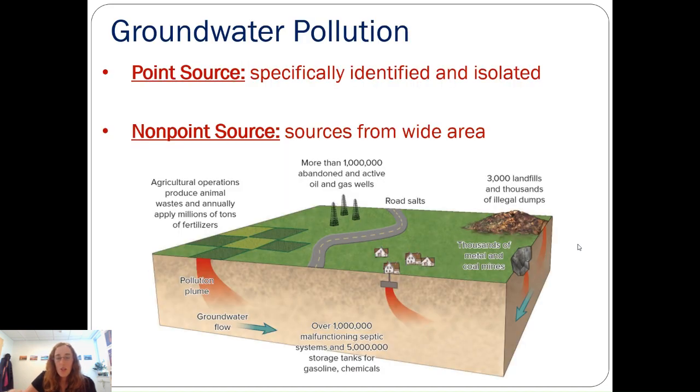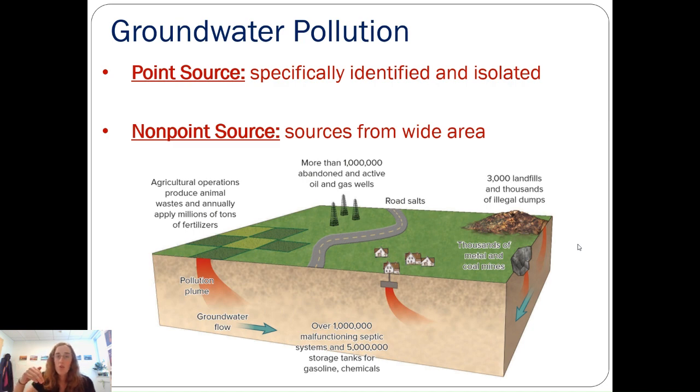So when we're looking at contamination, we can put it into one of two categories. It's either what we call point source pollution, which means you know exactly where it's coming from. That could be something like a factory or a power plant or a wastewater treatment plant, a landfill. Those are point sources, so you know exactly where pollution is coming from.